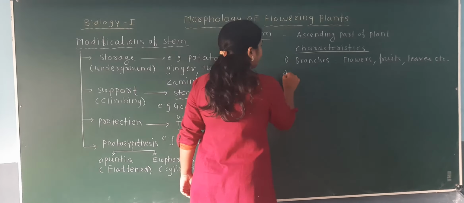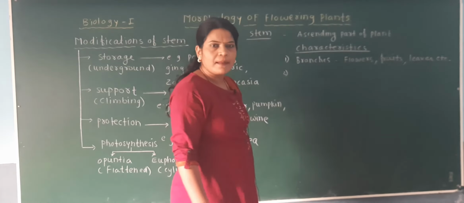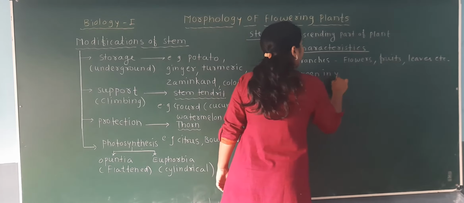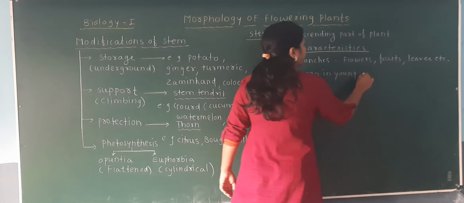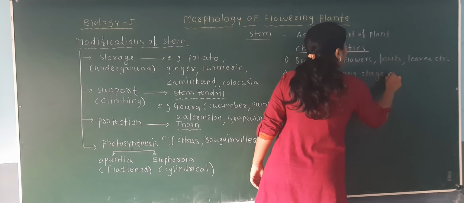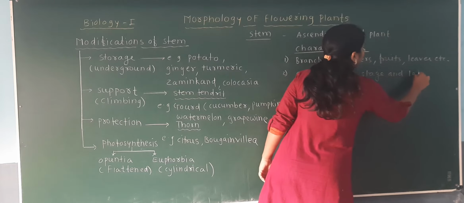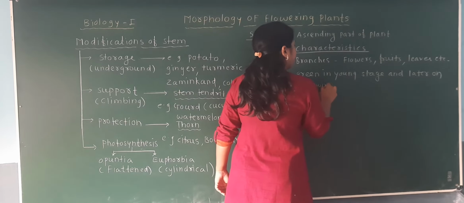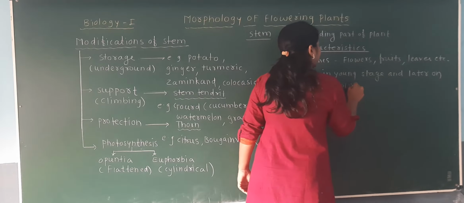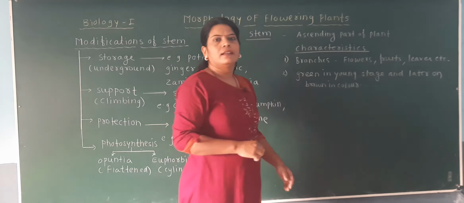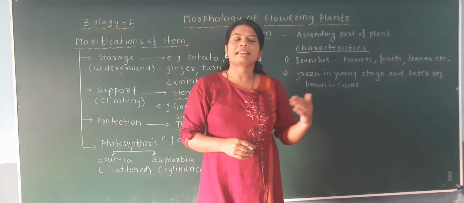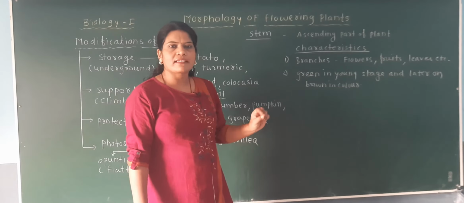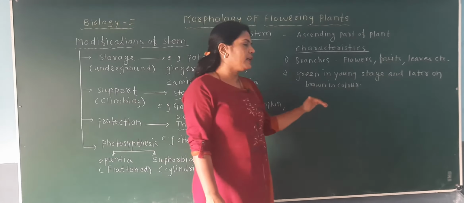The second thing is that the stems are green in the young stage of the plant and later on brown in color. When the stem is young, it is green in color, but when the stem matures and becomes old, at that time the stem's color is brown.